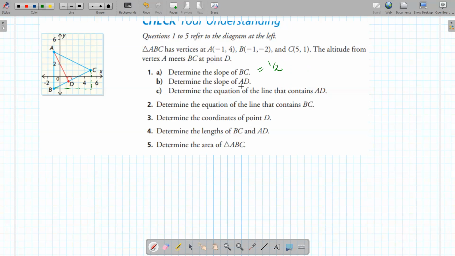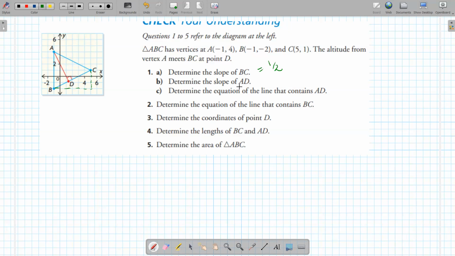Now notice we don't know what AD is. We don't know what point D is. We do know point A, but we don't know what point D is. How could we find the slope? Any ideas? How are they related, AD and BC? They are perpendicular to each other, yeah?